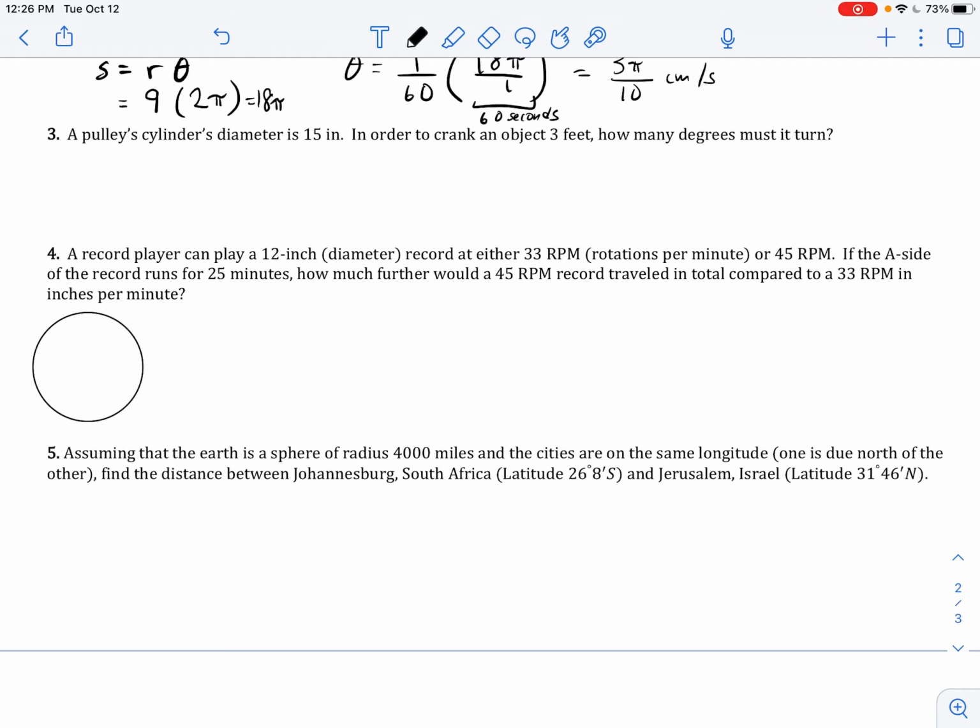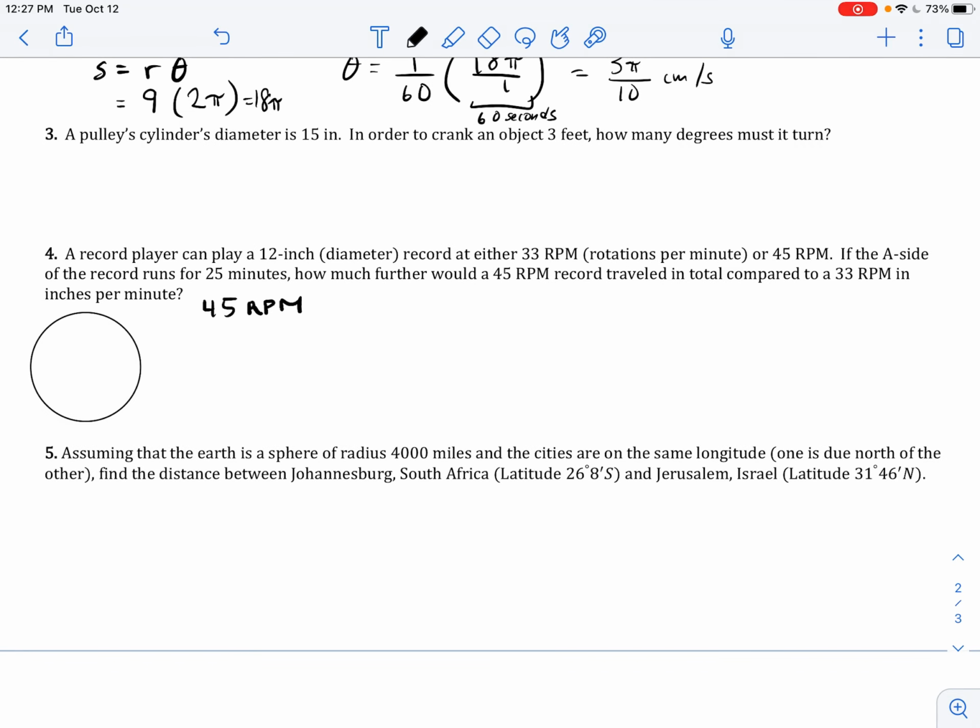Now, there's two sides to every record. If the A side of the record runs for 25 minutes, how much further would a 45 RPM record have traveled in total compared to that 33 RPM? Okay, so let's break this down. First off, let's look at a 45 RPM record. How much distance did that travel? We're effectively finding our arc length.